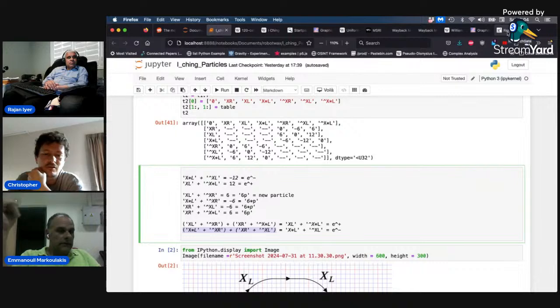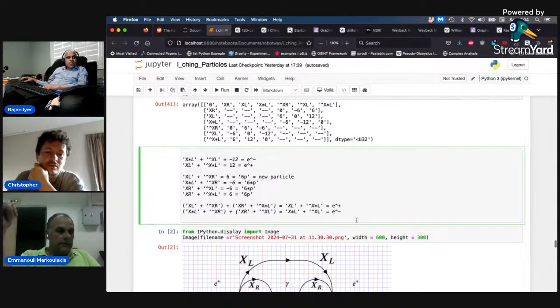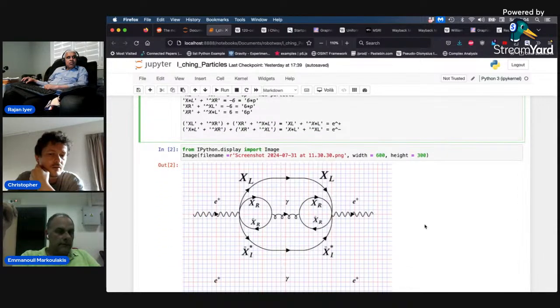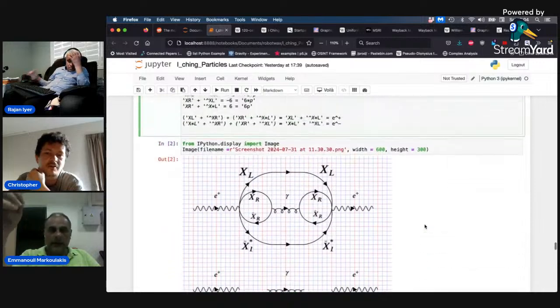Rajan, could you mute your microphone there? There's a bit of crosstalk. Oh, if possible. Or I think it's from here.